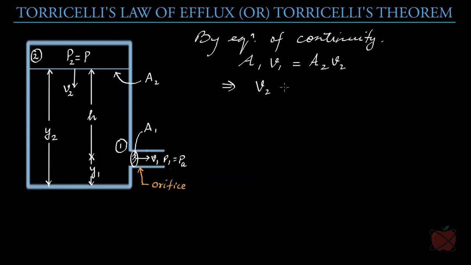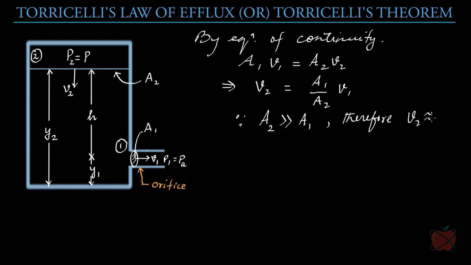So v2 here will be A1 by A2 into v1. Now, since A2 is very large compared to A1, so this area of the tank is so large compared to the area of the orifice. In that case, what will happen to this ratio out here? This will be very small compared to 1, right? So therefore v2 will be approximately 0.